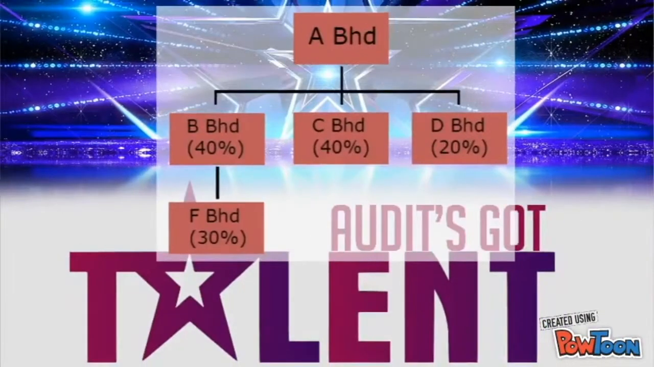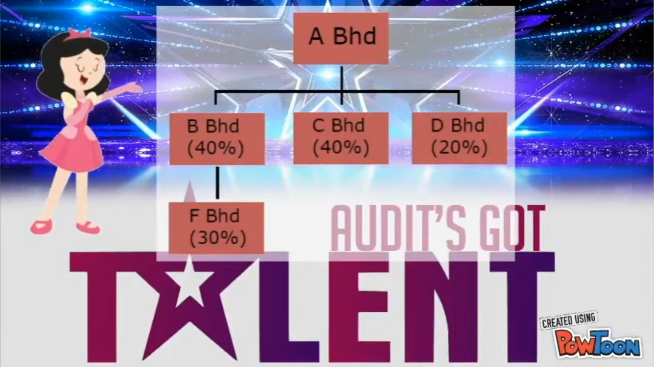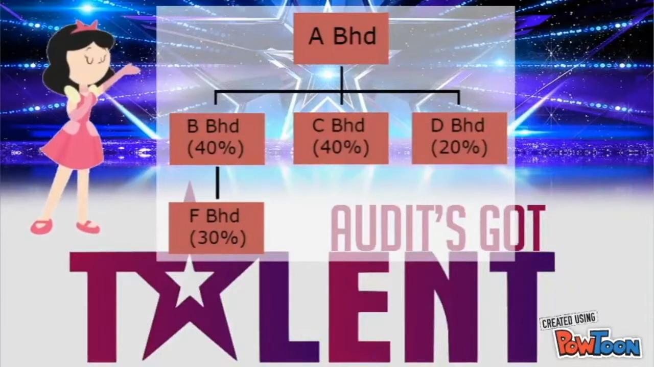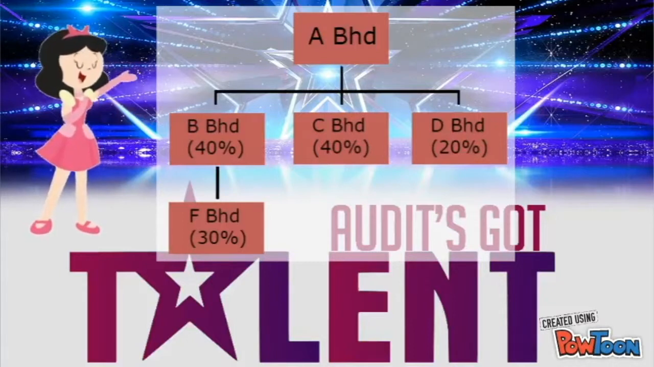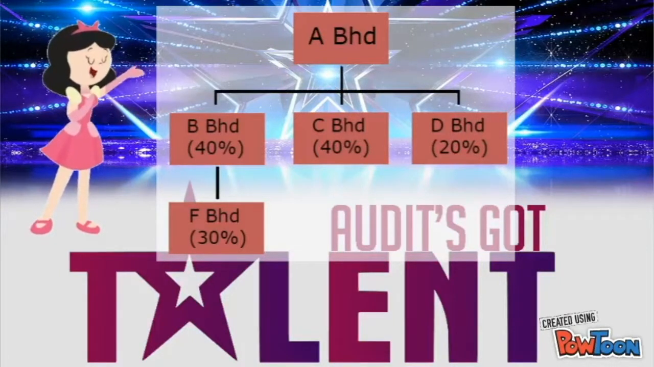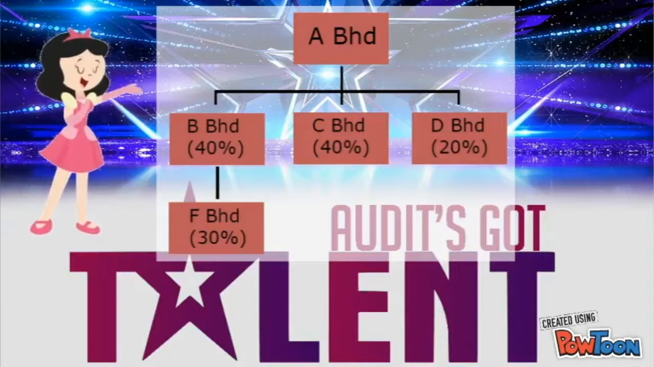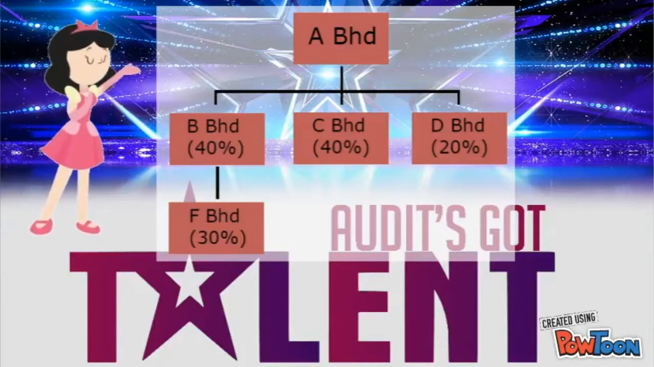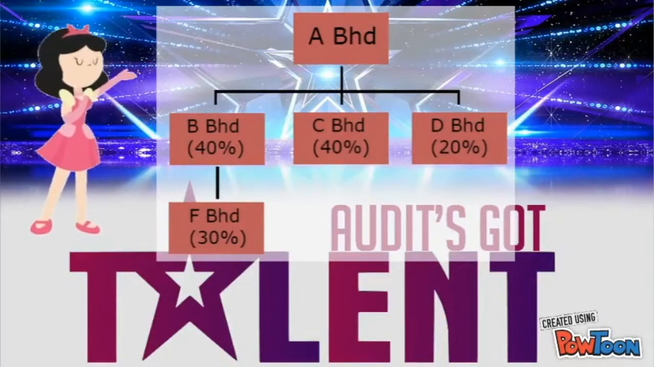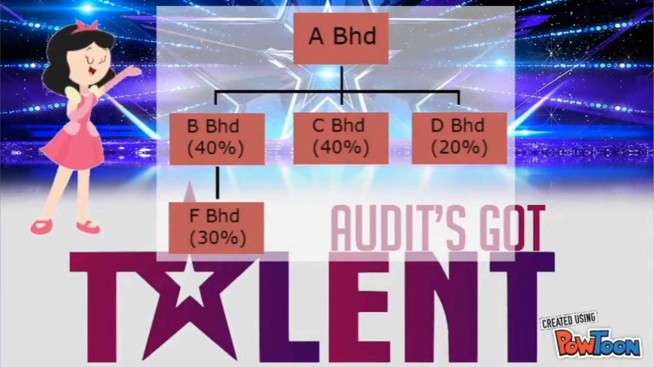So, how do we identify a related party? Let's take a look at this illustration. A Berhad is the parent, a holding company. B Berhad, C Berhad, D Berhad and F Berhad are all related parties to A Berhad. B and C Berhad are subsidiaries while D Berhad is an associate of A. F Berhad is the sub-subsidiary of A.